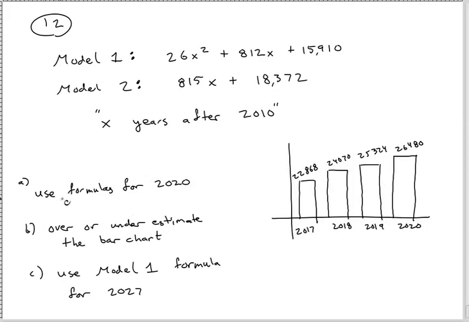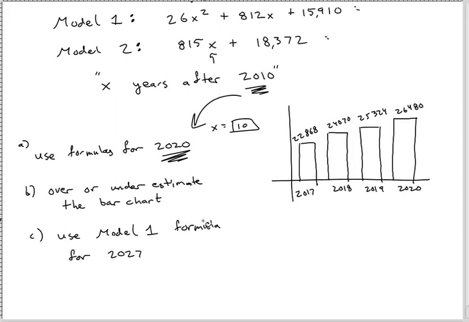Okay. Part A says use the formulas for 2020. And so X is years after 2010. We're going to 2020. I'm going to ask you, what is your X equal to? How many years have transpired from 2010 to 2020? It's 10. And so 10 is going to be the number that we're going to be using for all of our calculations. So what I want to do is plug in a 10 for X here, get an answer, and then here, and then get an answer, blah, blah, blah. So let's go ahead and do that now.